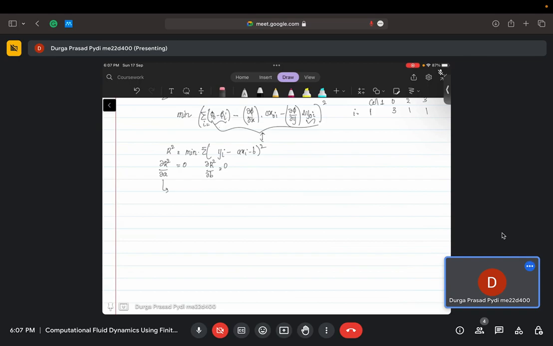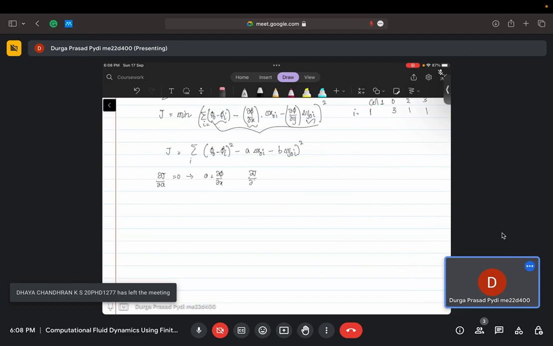So this gives us... or maybe we'll solve for our own equation. When I have this as my original equation, let's say it is J. Our objective is, we'll call this a. J equals the summation of phi 0 minus phi i minus a times delta x 0 i minus b times delta y 0 i, whole squared. So del J by del a equals 0 will give you the value of a, and del J by del b equals 0 will give you the value of b.